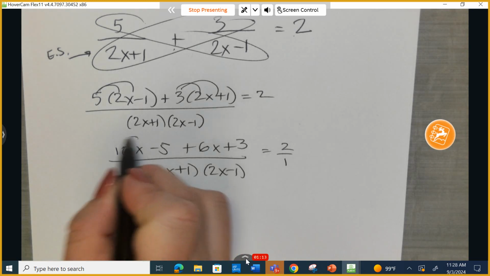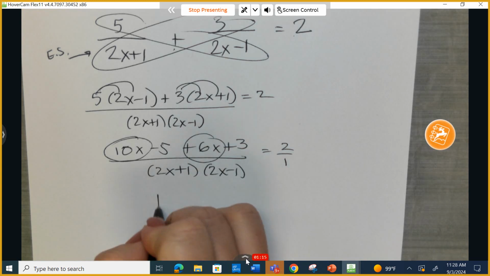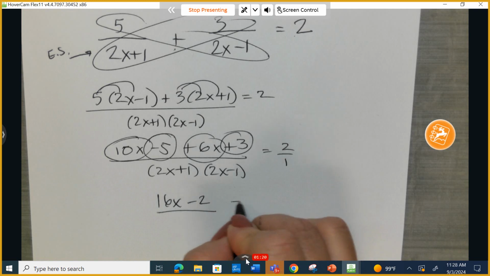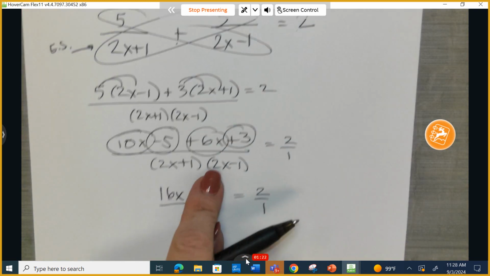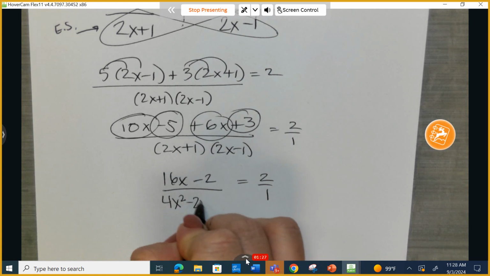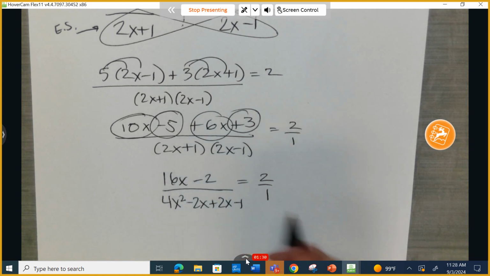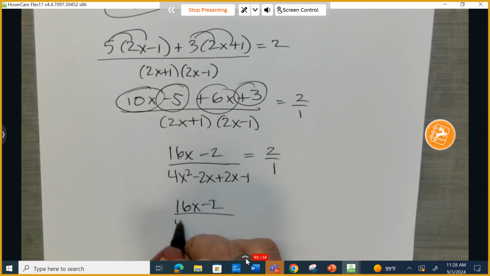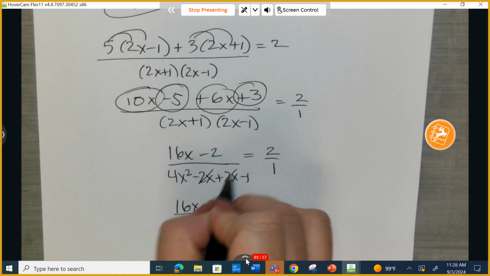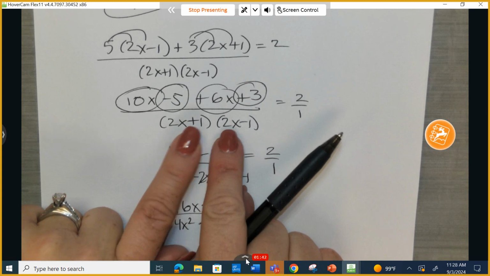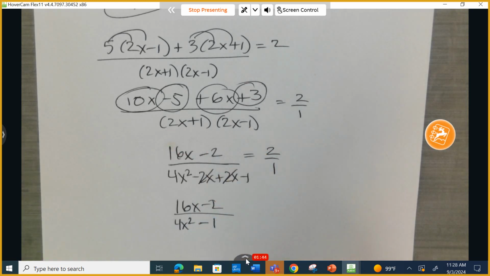Okay, let's combine like terms. 10x and 6x is 16x. Negative 5 and 3 is minus 2. And now if you want to, we can FOIL this. So I'm going to do front, outside, inside, last. And I can still combine like terms. 4x squared minus 1. Does that look right? Just want to make sure here. 4x squared plus 2x minus 2x minus 1. That all looks good. Equals 2 over 1.